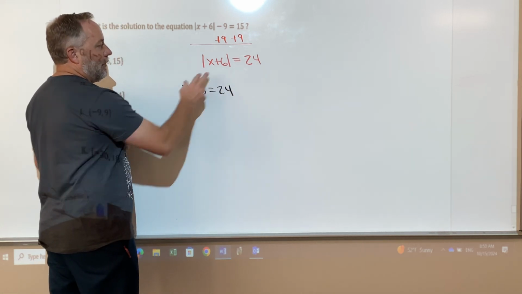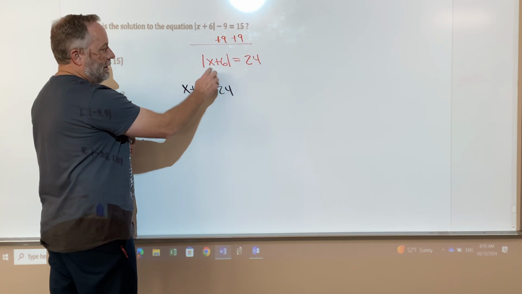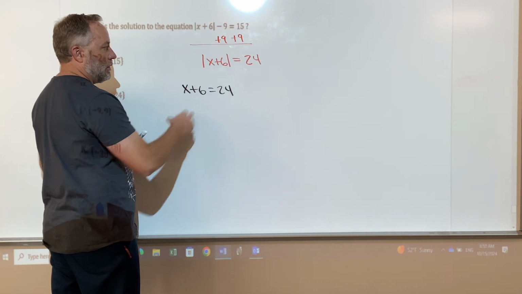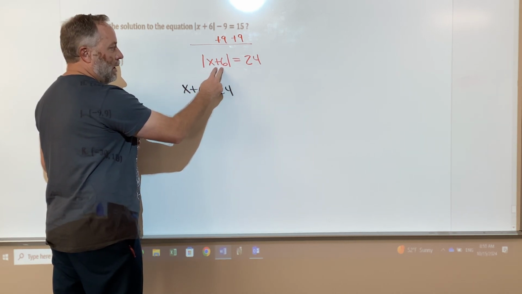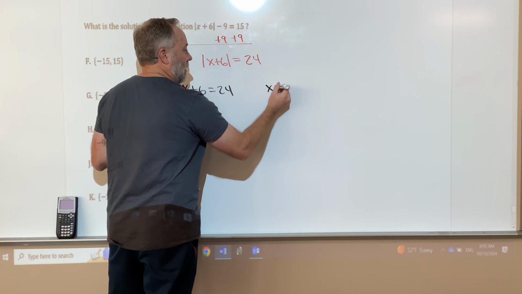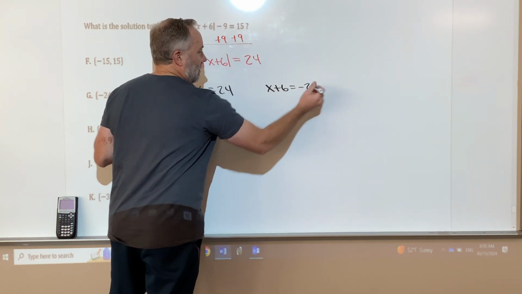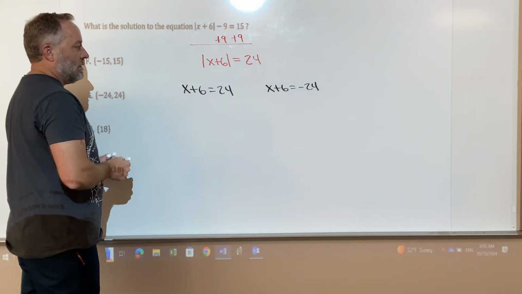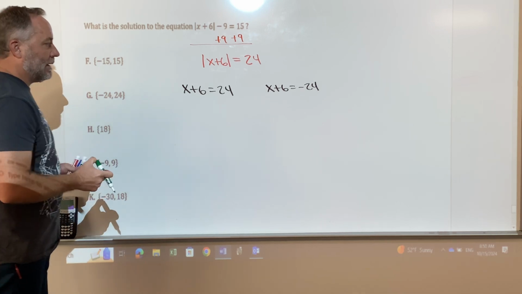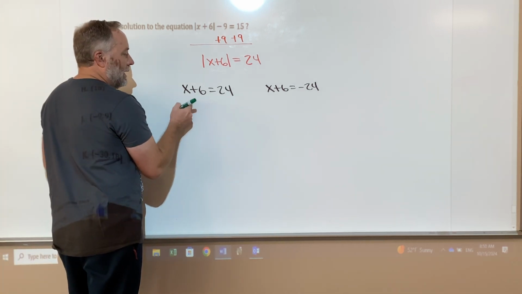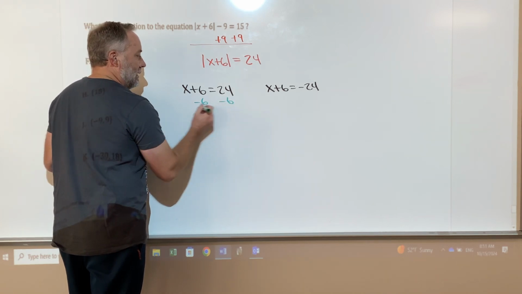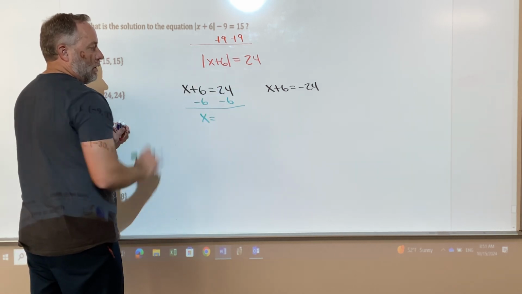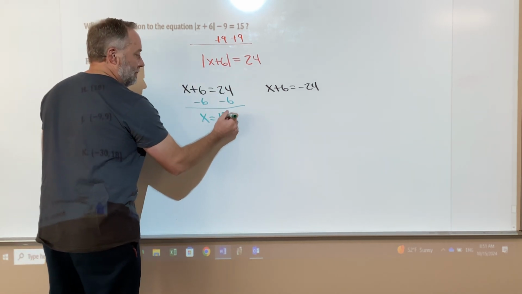But also, if this x plus 6 was negative 24, then the absolute value of negative 24 would be positive 24. So we can then say, all right, we want x plus 6 to also equal negative 24. So now we have two single variable equations where we just need to solve for x, and essentially we make the same moves. The values are just slightly different. So to get this x by itself, let's subtract 6 from both sides. That gives us x is equal to 24 minus 6 is 18.